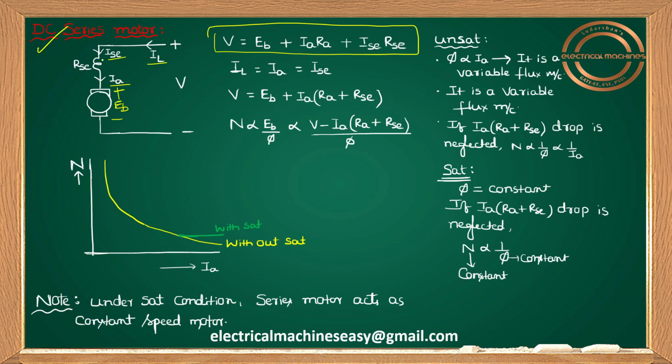Series motor, IL, ISC, IA are all the same. And V equals EB plus IA into, in place of ISC, I'm writing IA once again, IA into RA plus RSC. This expression you should know how to write.